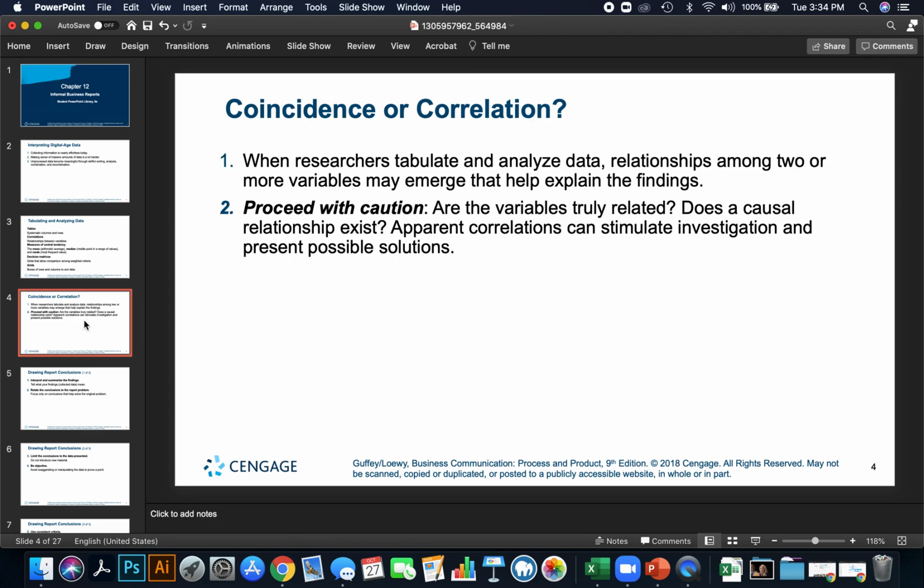So is it a coincidence or correlation? When researchers tabulate and analyze data, relationships among two or more variables may emerge that help explain the findings. However, when you do this, proceed with caution. Are these variables truly related? Does a causal relationship exist? Apparent correlations can stimulate investigation and present possible solutions. However, it may simply be coincidence, not correlation.